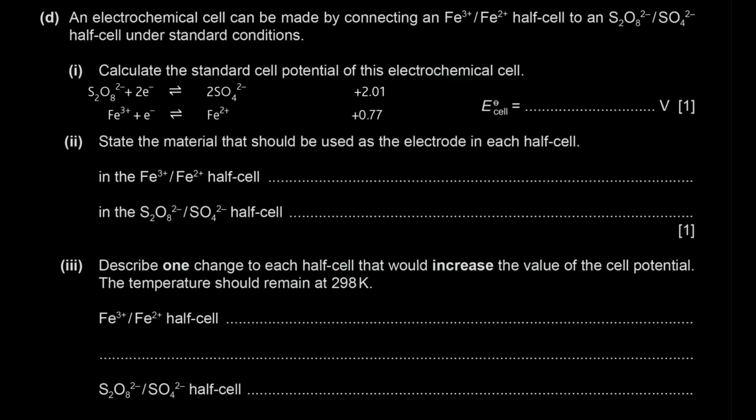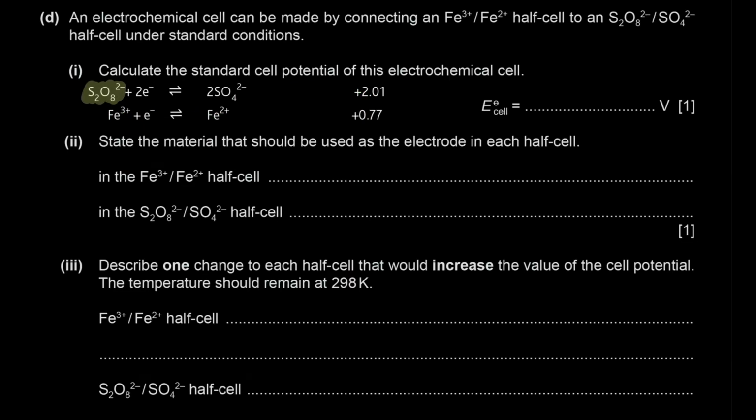And obviously the half equations in the data booklet are for the reduction of these species over here. We have S2O8 2- being reduced to sulfate, and we have Fe3+ being reduced to Fe2+. Now if you look at the electrode potentials for these half cells, we see that the reduction of S2O8 2- is way more favored than the reduction of Fe3+. So if we connect these two half cells together, we know for a fact that S2O8 2- will undergo reduction, since the electrode potential for this is positive 2.01, whereas iron 3 won't undergo reduction.